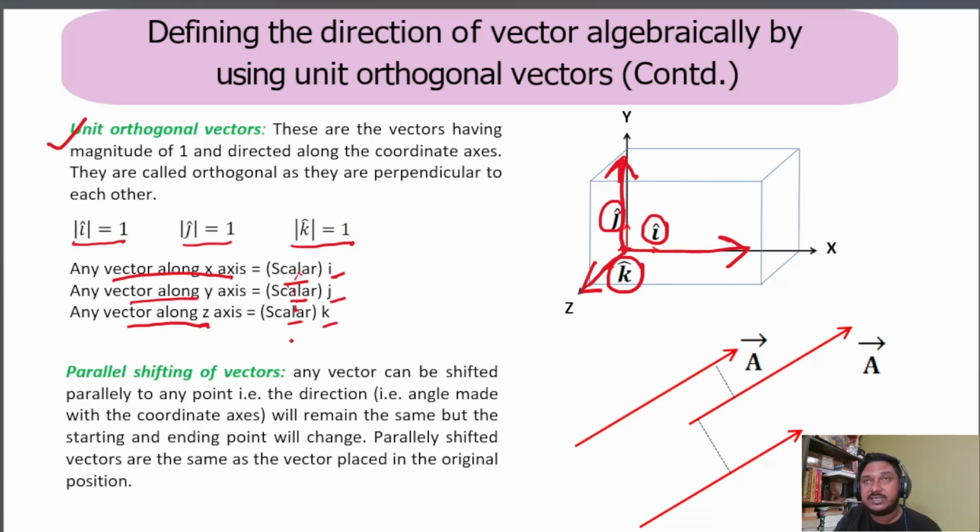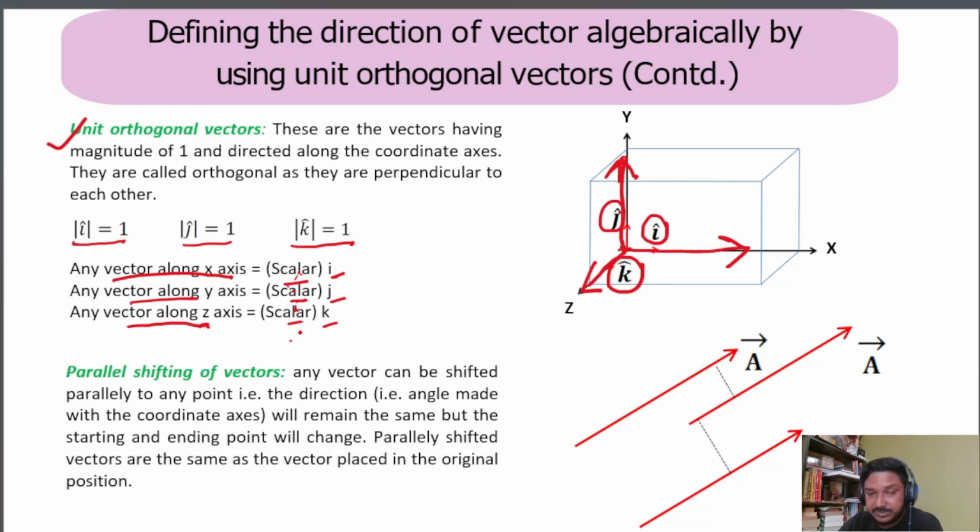The scalars are basically the magnitudes or the lengths of the vector that we are trying to form. So, unit orthogonal vectors are very important because by using i cap, j cap and k cap, we can define any vector along the x-axis, y-axis or z-axis. In these 3 directions, all the vectors can be defined by using i cap, j cap and k cap. Just multiply i cap with a scalar and you will get a vector in the x-axis, and similarly for the y-axis and z-axis with j cap and k cap respectively.